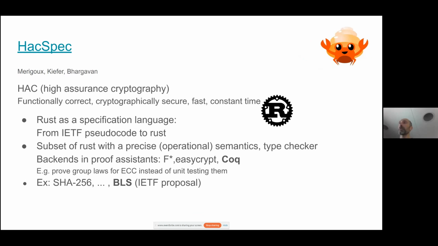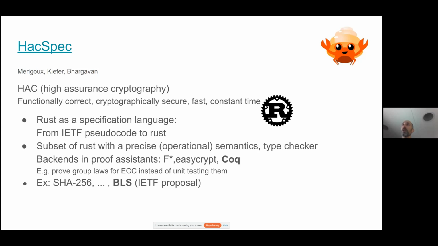So what we've done is to add a Coq backend to Hacspec, and this allows us to connect it up with the other project that I'm going to talk about. This wasn't too hard because the F* and the EasyCrypt backends already existed, and it's a variation on those. The main advantage of this is that we can now actually prove the group laws for elliptic curves instead of just unit testing them.